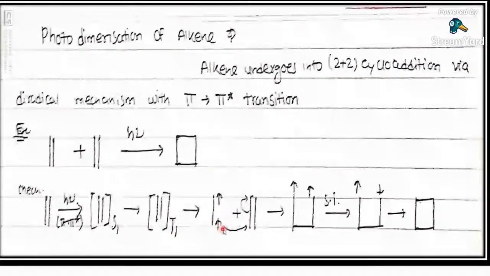The diradical will have a tendency to form a bond with another reactant, and one of the radicals of the other reactant will open at the upper position, and as a result the two radicals will be there with parallel spin. Now they will undergo spin inversion and give you cyclobutane as a product. So when two ethene molecules combine, they give you cyclobutane as a product.